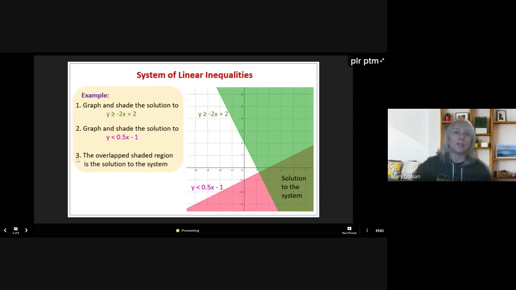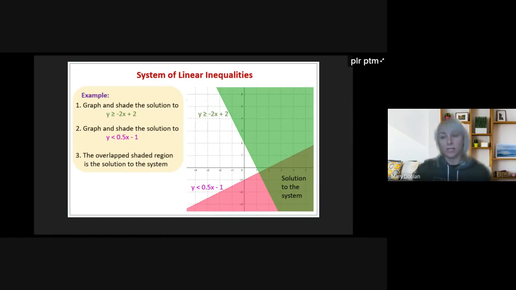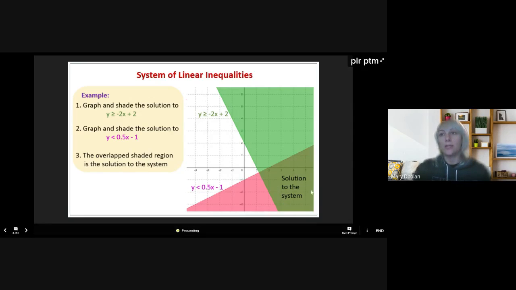And the third step here is you can see there is an overlapped shaded region. Okay, this overlapped area here. This is the solution to the system. Everything in this area, all the points, represent the solution to the system. Okay, so there's not one point that represents the solution. There's an infinite amount of points that represent the solution. Any point in this area.